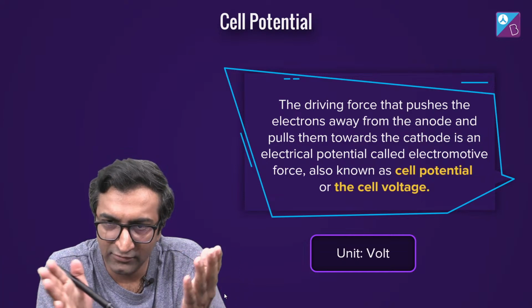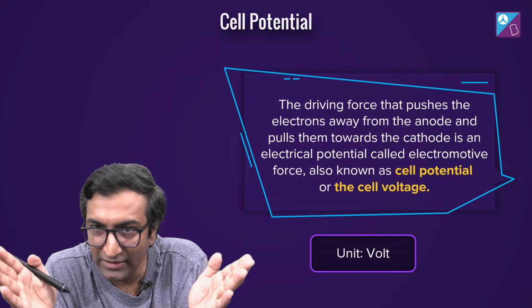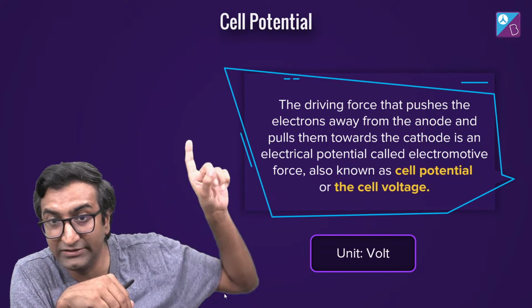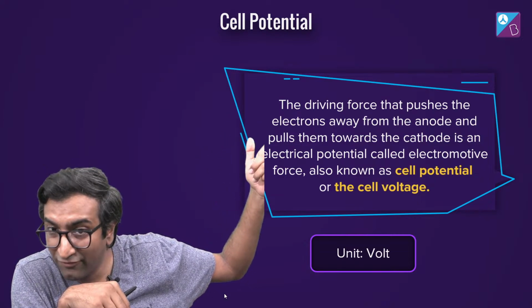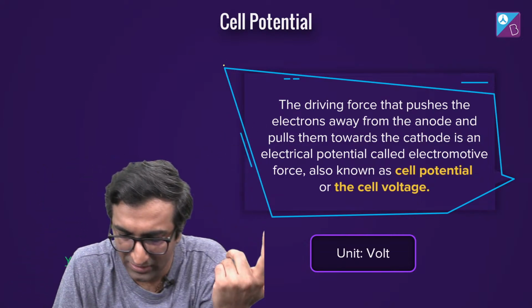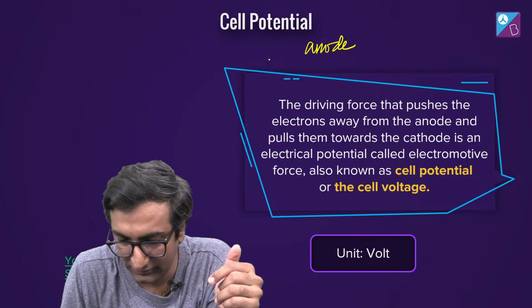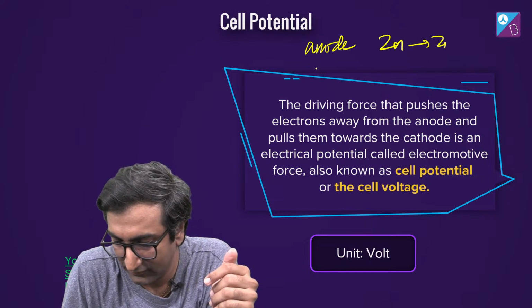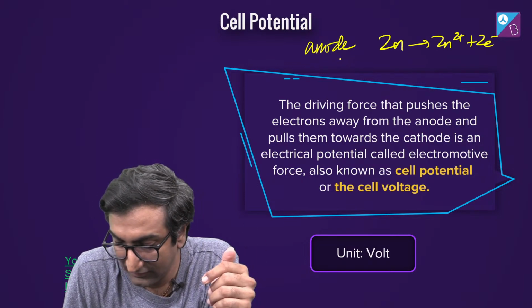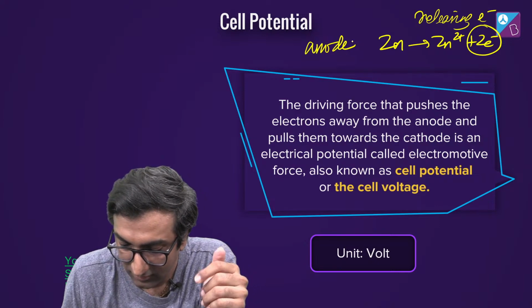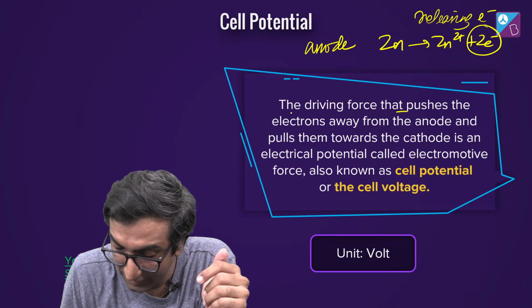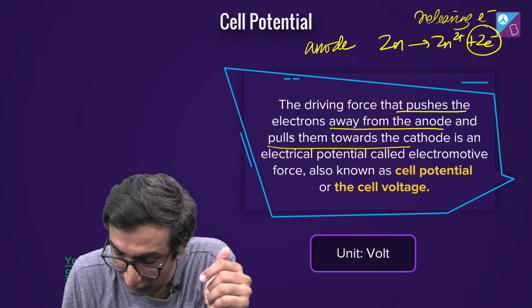So I told you the E naught of two half reactions. Now bring both of them together, then you will get the total cell potential. This is the driving force that pushes electrons away from the anode. Because what is the anode? Anode means oxidation. Oxidation means this, see, this is releasing electrons, right? So it is the driving force that pushes the electrons away from the anode and pulls them toward the cathode.